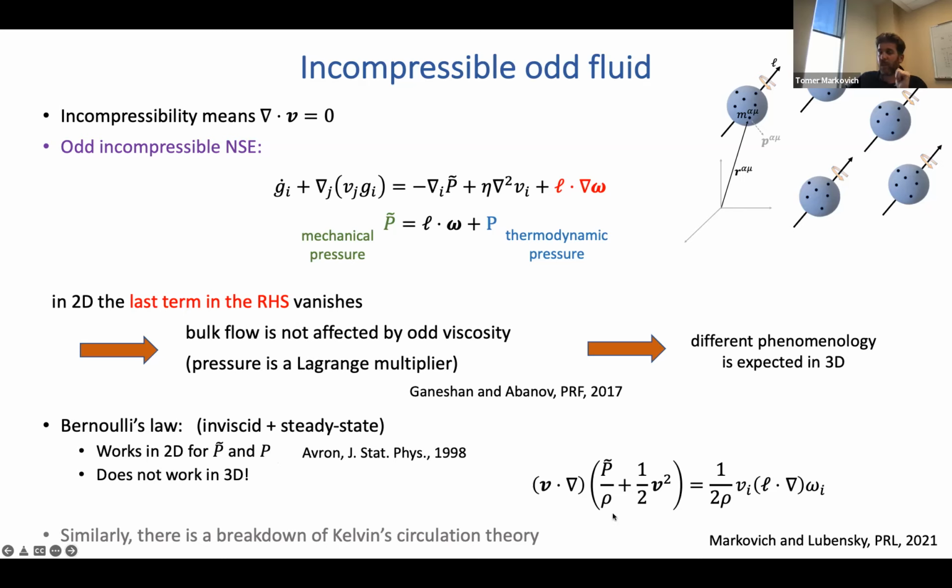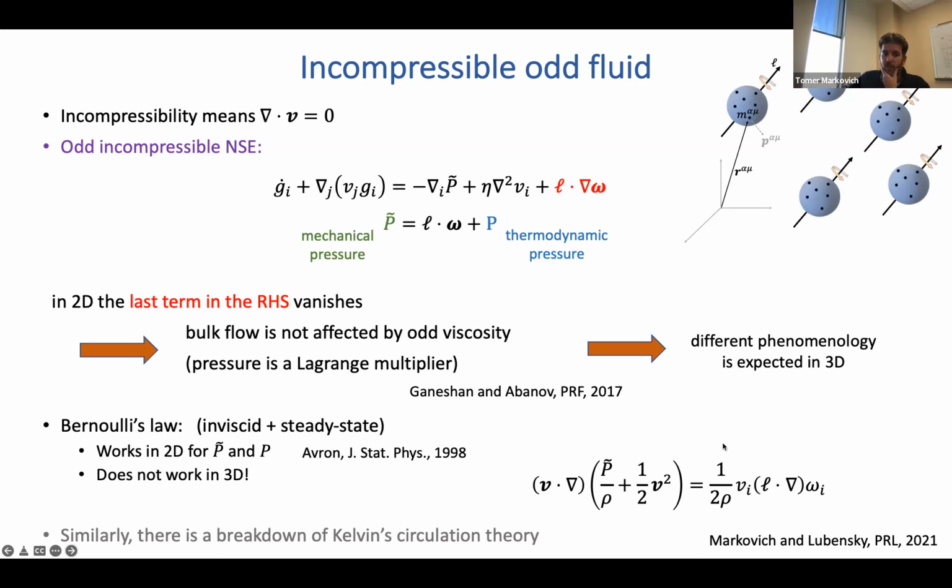But that doesn't work in 3D. In 3D, these terms basically tell you that Bernoulli's law doesn't work at all, because once it's not 0, P plus half rho V squared is not constant along the streamline. And actually, we can show that Kelvin circulation theory also breaks down in a very similar manner in 3D, exactly because of this term.